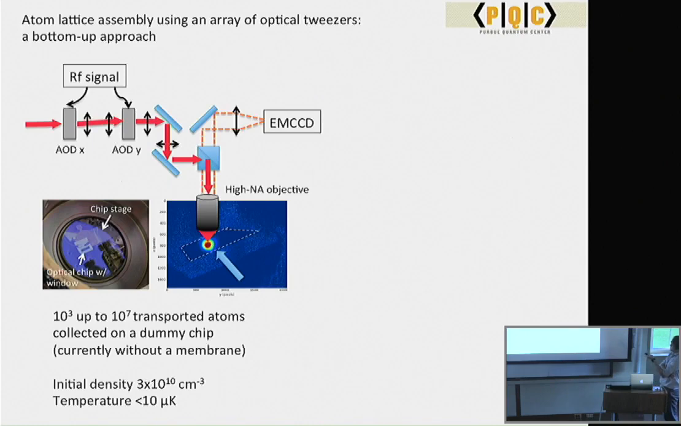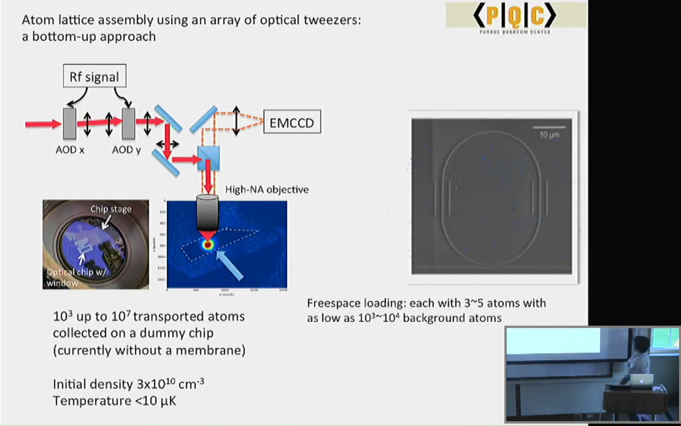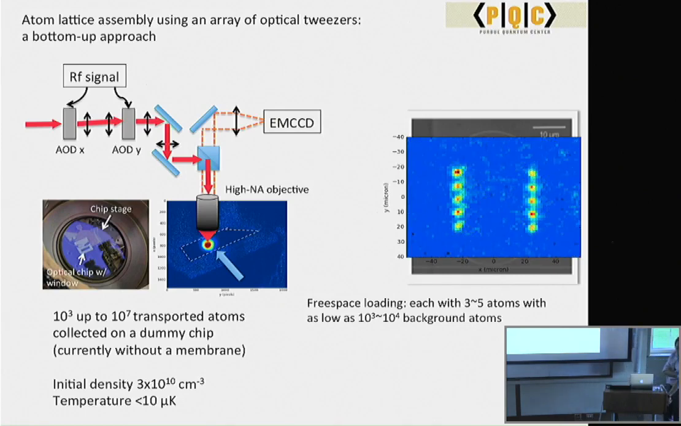And then light, addressing light, is being sent through a high numerical aperture objective, and we trap an array of atoms, and this is the CCD image which is collected through the same objective. And so eventually we are going to overlap our array of atoms with these waveguides, and then trap them and do the experiment.